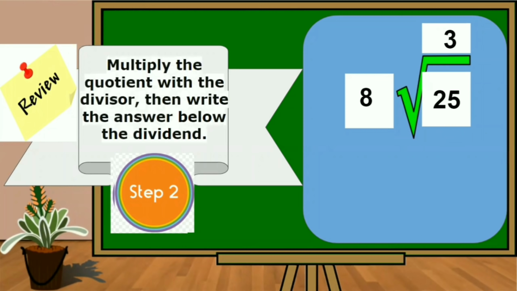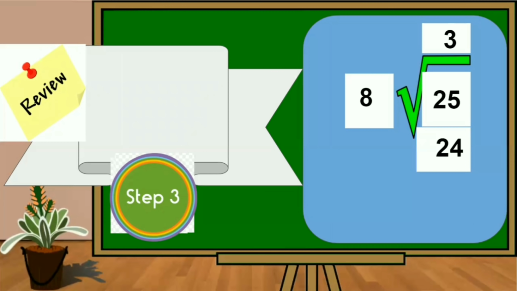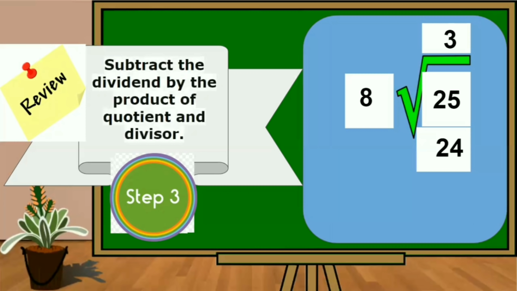The next step is to multiply the quotient with the divisor. Then write the answer below the dividend. The quotient on our example is 3, and the divisor is 8. So 3 times 8 equals 24. Finally, we have to subtract the dividend by the product of quotient and divisor. So 25 minus 24 equals 1.